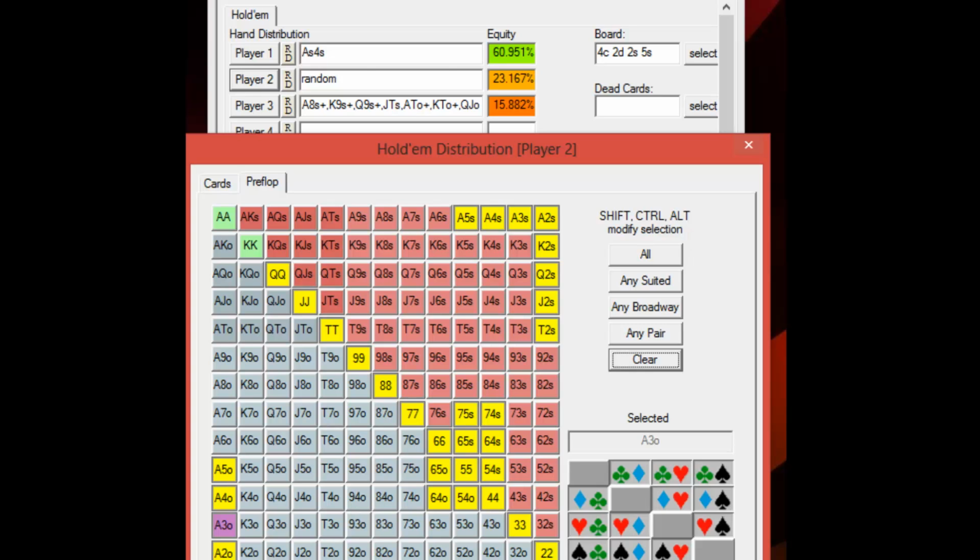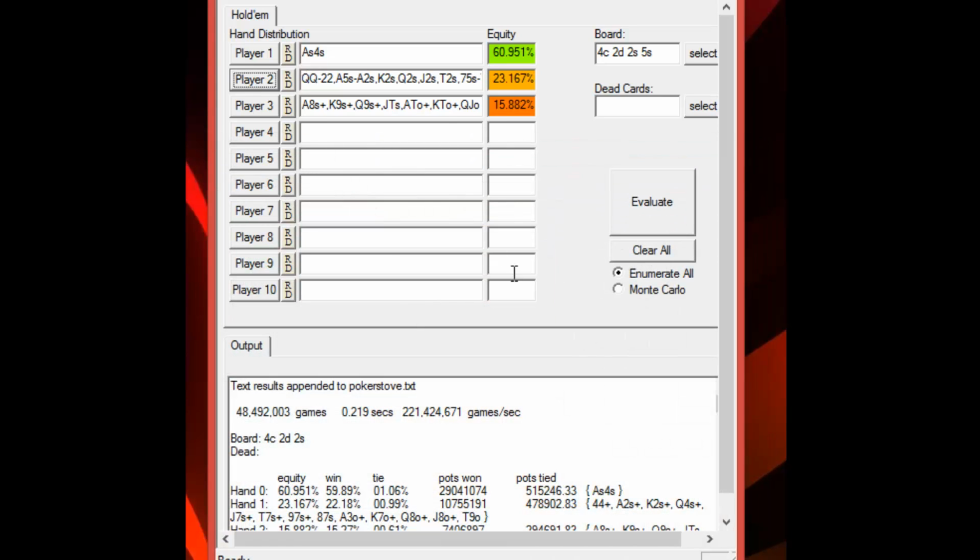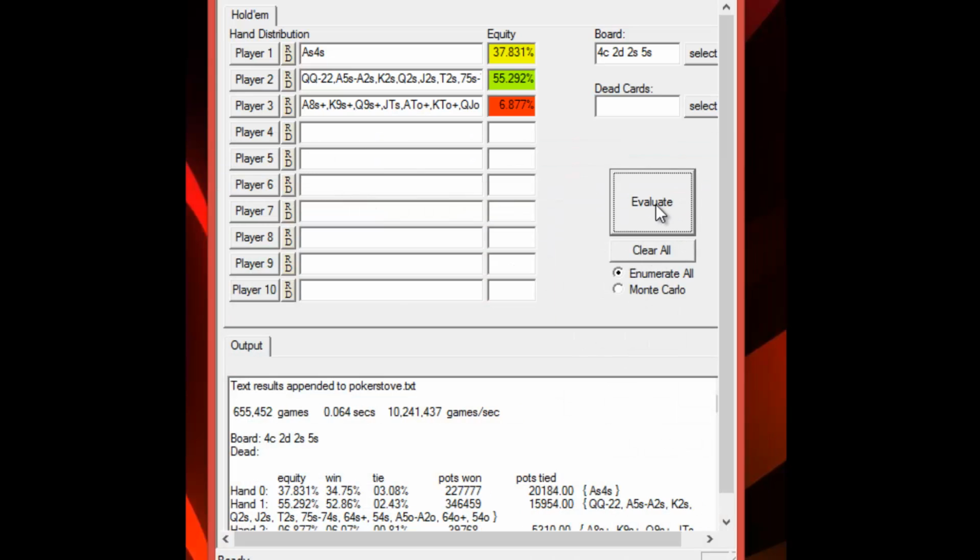So against his range, which is now this right here, we can hit evaluate and see where we are. And against that range, we're at 37%. Since we were calling with a sizable pot as well as 2 other players all in, we just needed to be about 25% to make that call. We are actually 37.8%, and so that was a good call.